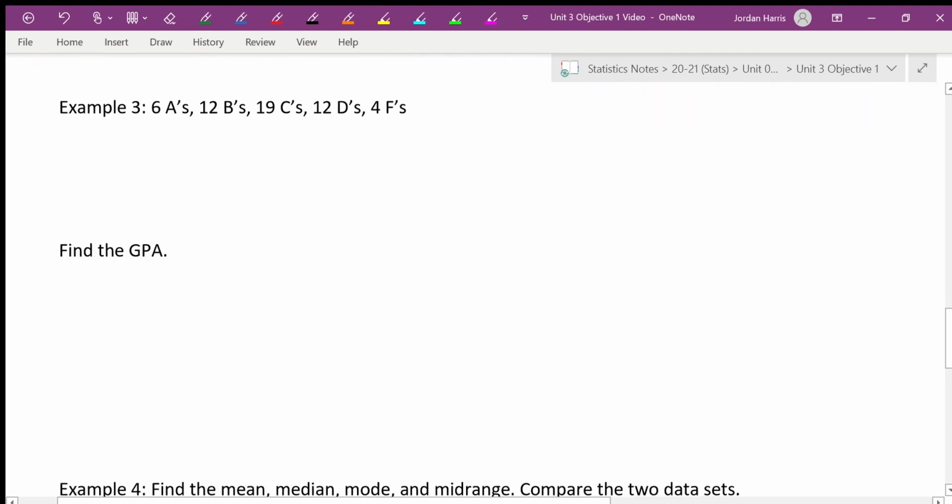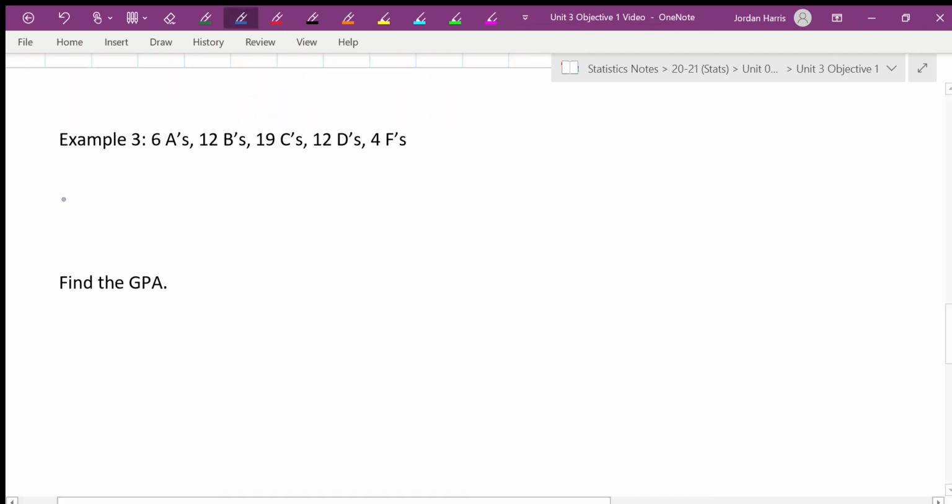Okay, and for your homework, we throw in a little loop with things like GPA. If you didn't know, letter grades represent numbers in school. So that's where the 4.0, 3.0, 2.0, and so on come from.